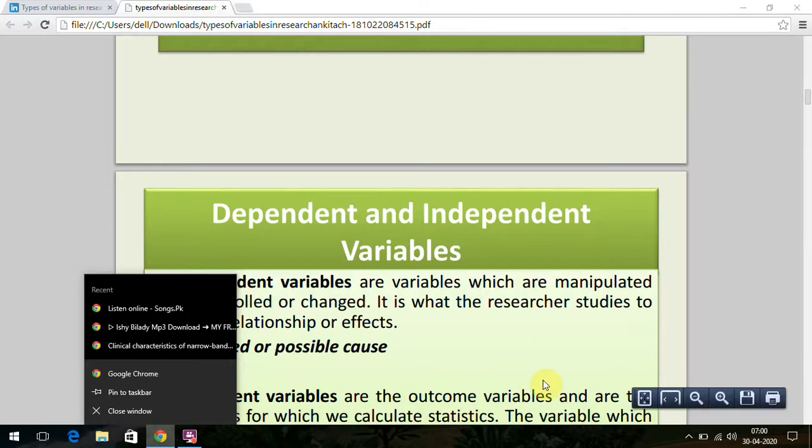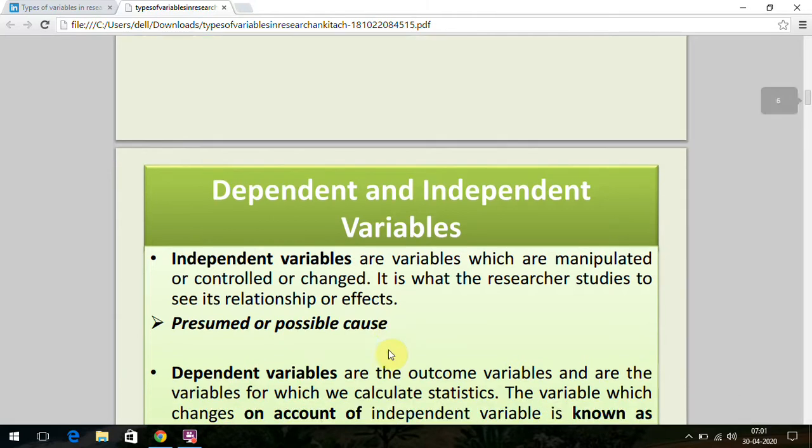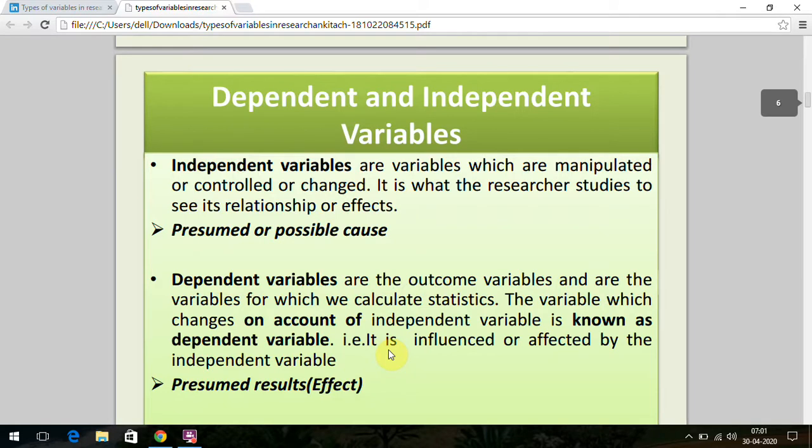So today we'll be seeing the types of variables in research. There are many types of variables. So the basic and commonly what we are seeing is dependent and independent variable. So the same variables will be named differently. Different categories, we fit into different categories based on the context. So the common seen categories are dependent and independent variable.